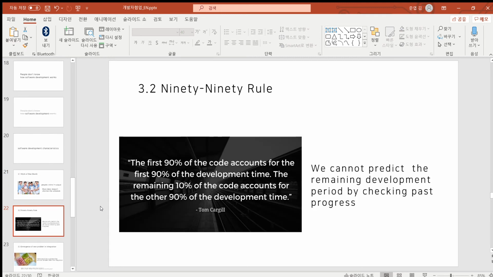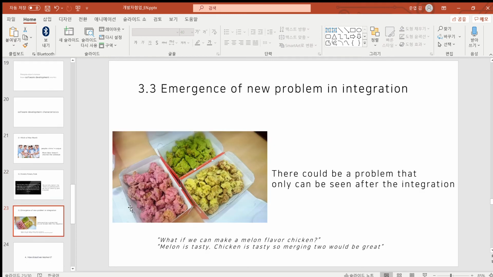And there is the so-called 90-90 rule. That means if you solve 90% of your project in 90% of your development time, the remaining 10% could also require 90% of the development time. So that means we cannot predict the remaining development period by checking the past progress.